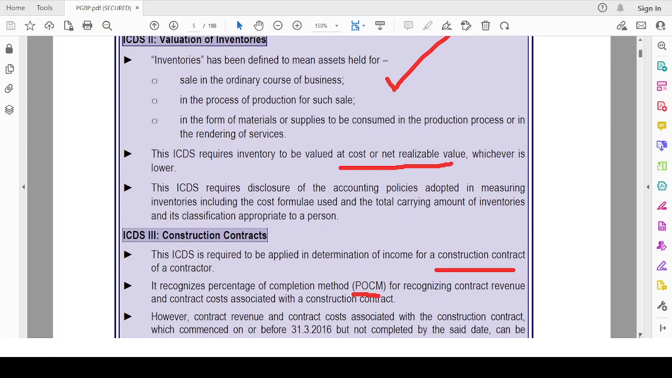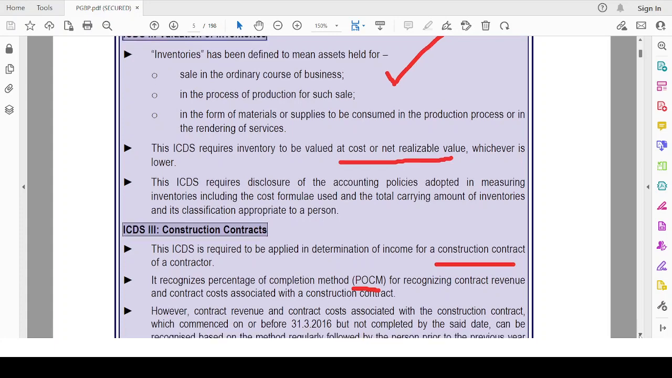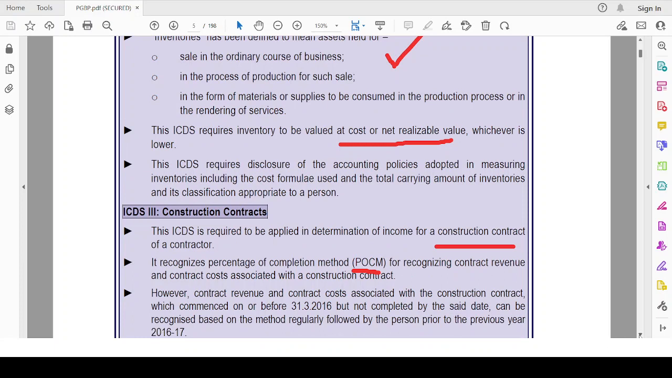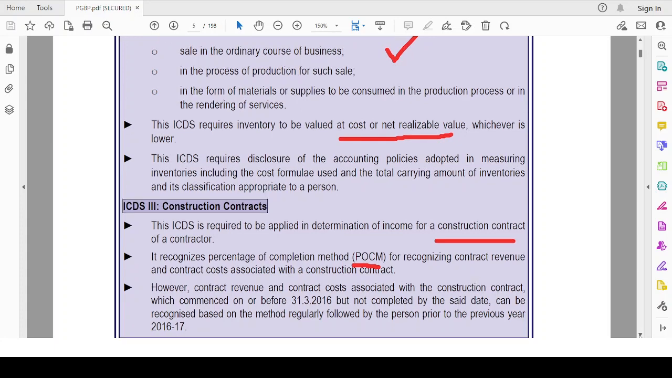Now, this again is in line with accounting standards, which says that it has to be valued at the lower of cost or NRV. And again, it gives a disclosure requirement. What is the disclosure requirement? I have to state the accounting policy which I have adopted, the cost formula which I have used, and the total carrying amount and the classification appropriate to a person.